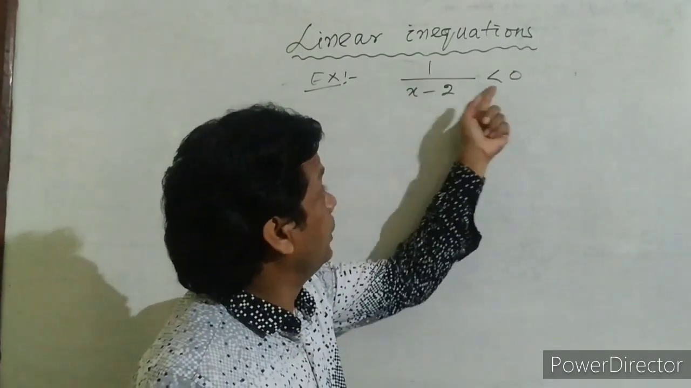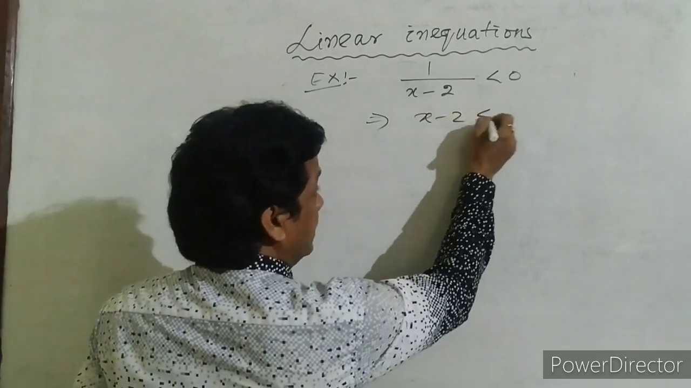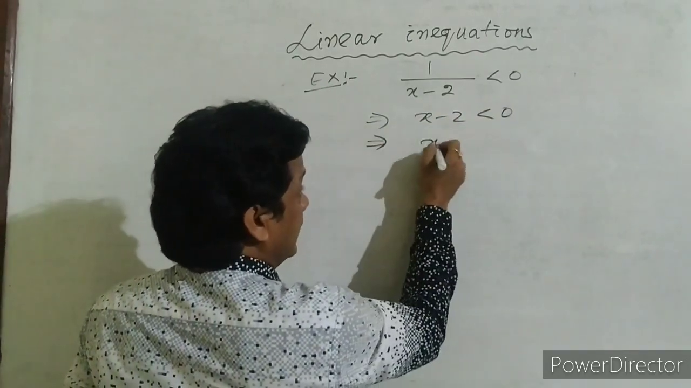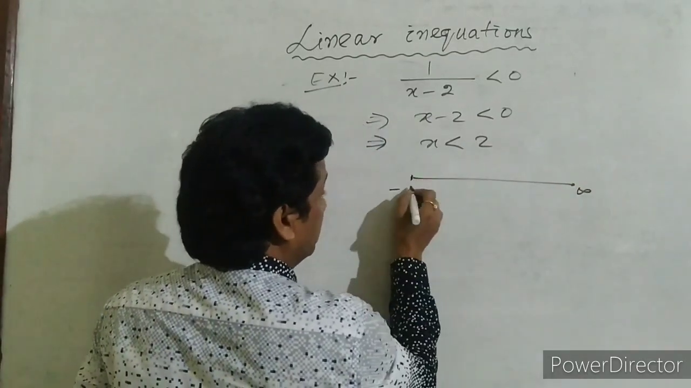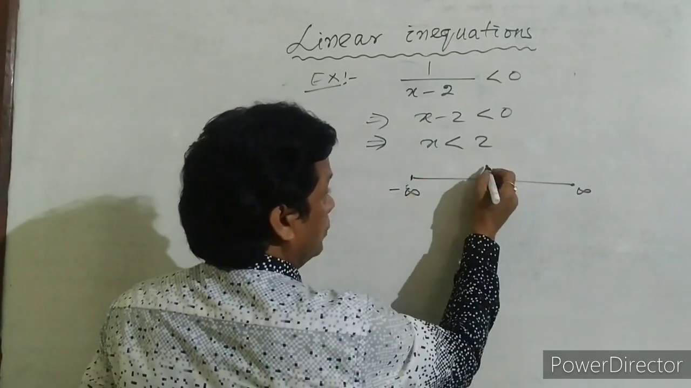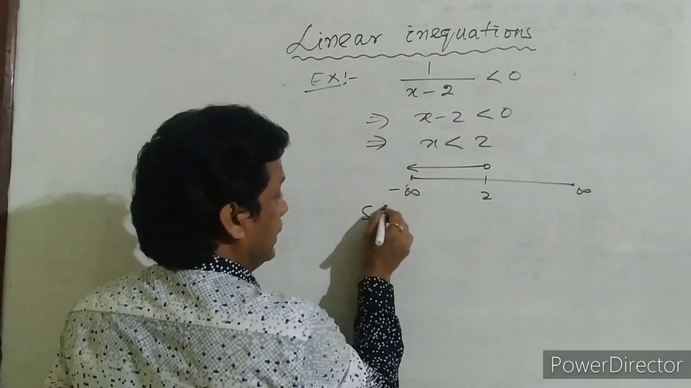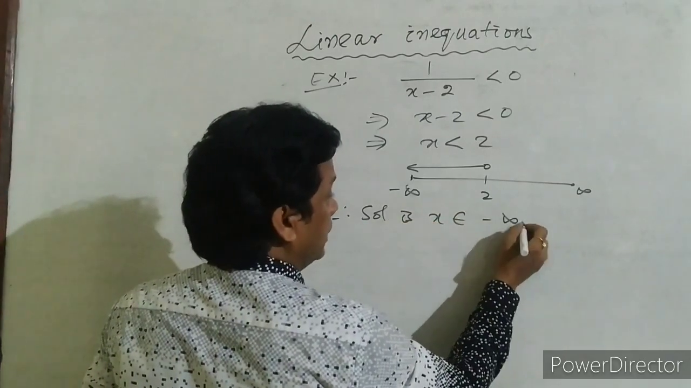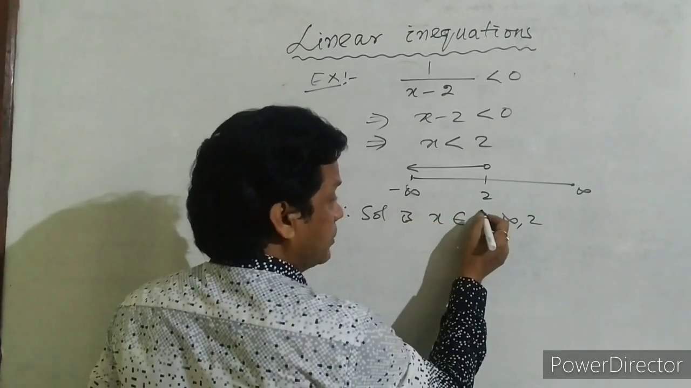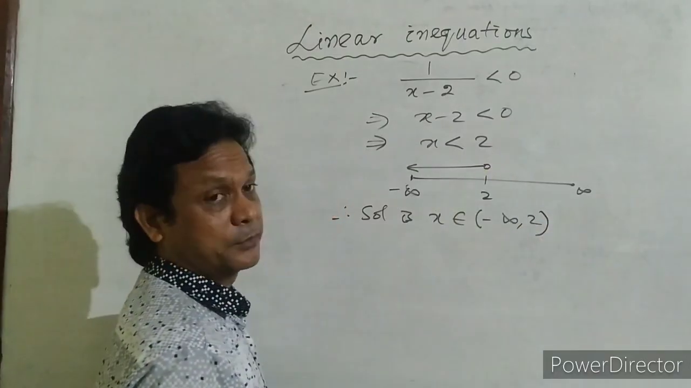Positive by negative, it will be negative. That means, directly you should write x - 2 is less than 0. That implies x is less than 2. So put a number line, this is minus infinity, this is 2 and less than 2. That means solution is x belongs to (-infinity, 2). Infinity and minus infinity always open interval, and here also open. Like this you should write.